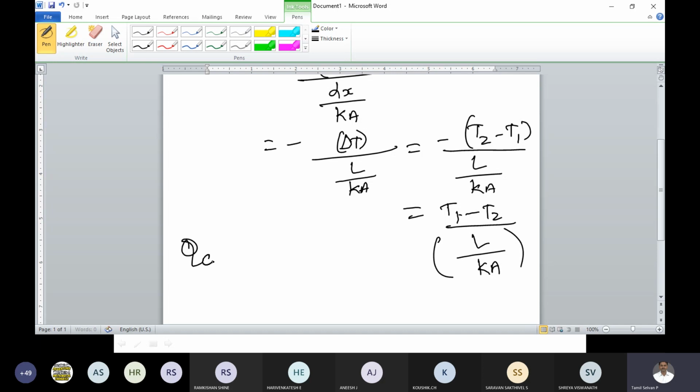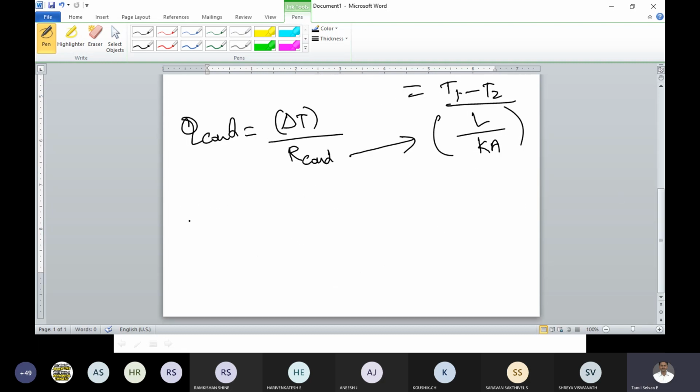Q conducted is nothing but del T divided by the conductive resistance. This conductive resistance is equivalent to L by kA. Is it fine? Now, this conductive resistance mainly depends upon the thickness and the area, L by A, which is also very important. But the main important property is the thermal conductivity. Am I correct?